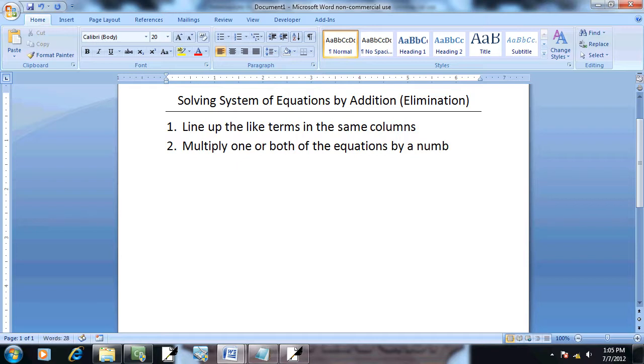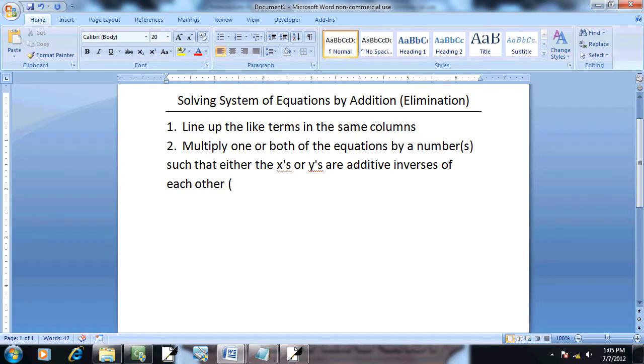by a number. I'll put an S here to indicate they can be different numbers, such that either the x's or y's are additive inverses of each other. Now, to refresh your memory on additive inverse, examples of that are like 5x and negative 5x. So they're exactly the same, except for one's positive, one's negative.